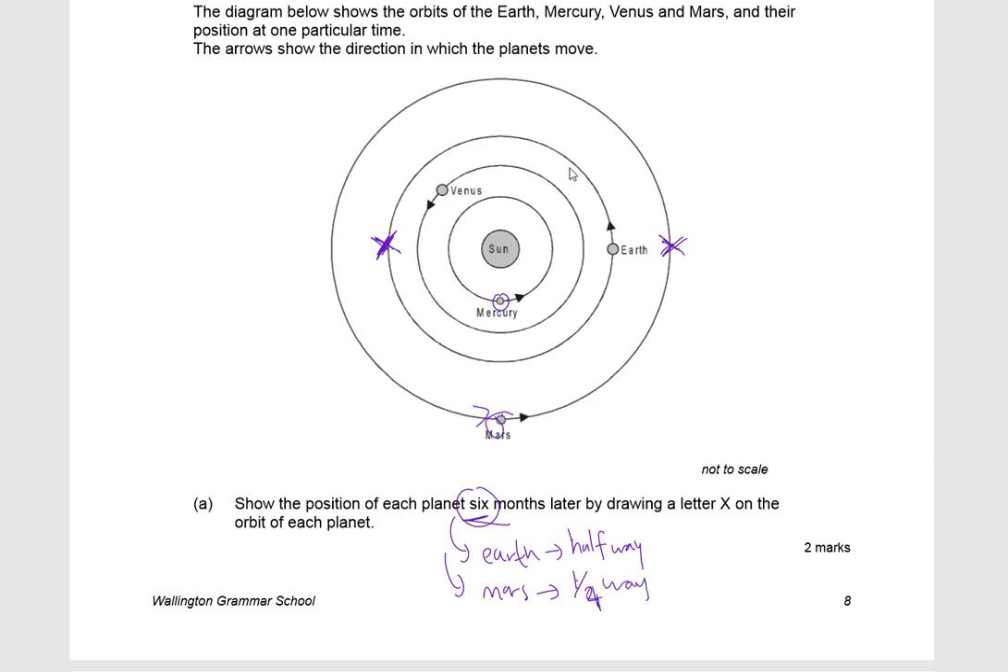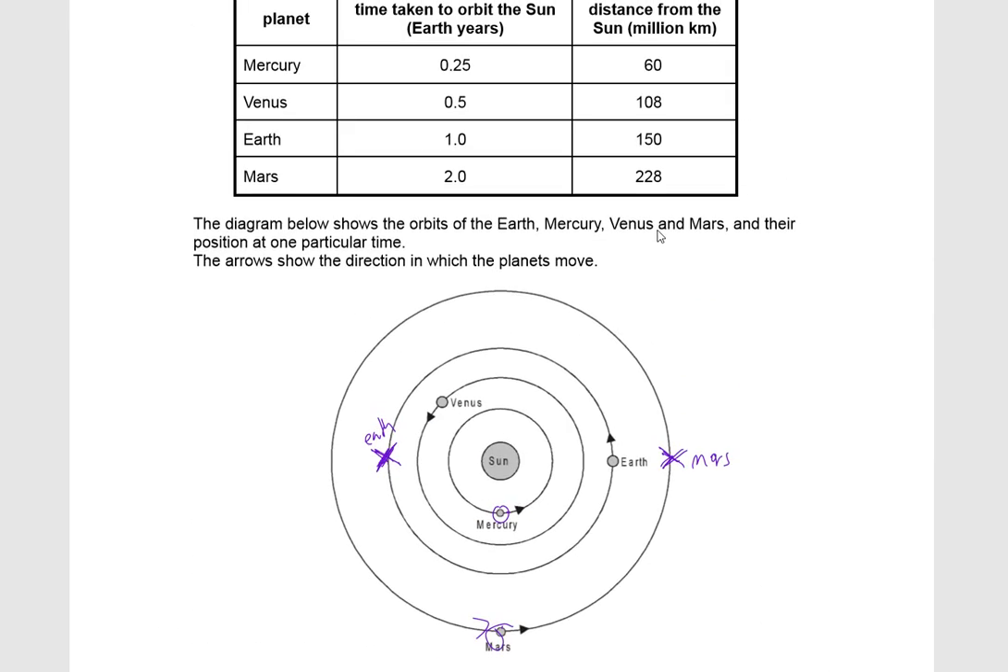Because if it's 6 months, Mars needs more than that. So in 6 months, half that again. So 6 months would be just half there. So Mars will be there pretty much in this case. So this would be Mars, Mars there, Earth there. And we're left with Mercury and Venus.